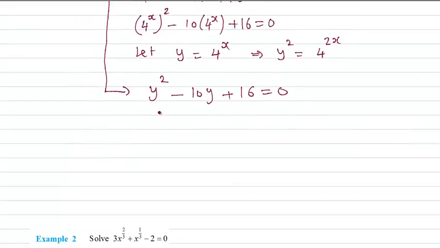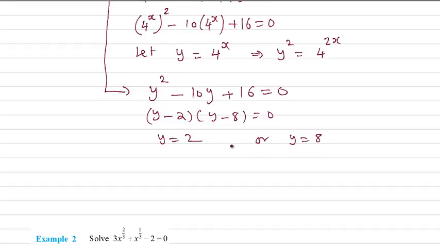So we can factorize this. The factors of 16 that add up to minus 10 are minus 2 and minus 8. So we get a solution y equal to 2 or y equal to 8. But y is basically 4 to the power x.